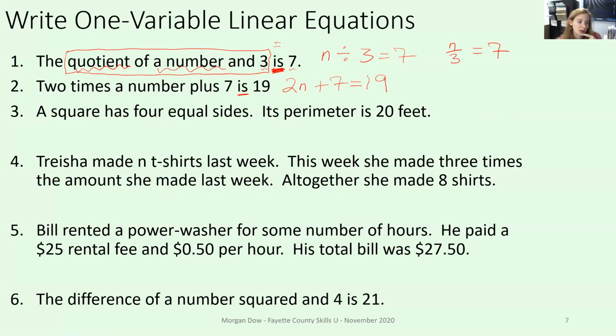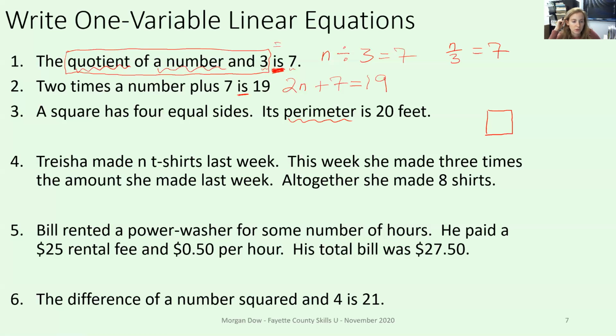All right, number 3, a square has 4 equal sides. Its perimeter is 20 feet. So let's think about this. I'm going to draw a square. A square is a 4-sided shape that has 4 equal sides. And its perimeter is 20 feet. Do you remember what perimeter means? The perimeter of a shape is the total distance around the edge. So it's basically all of the sides added up together.